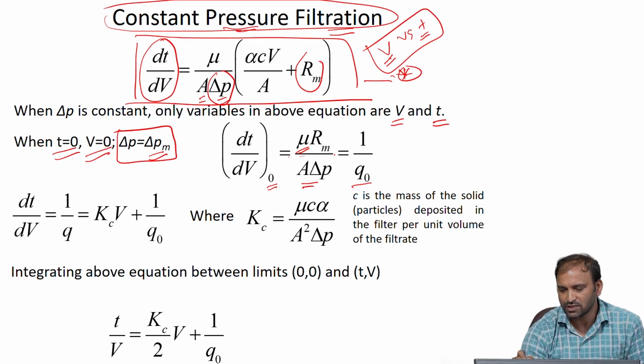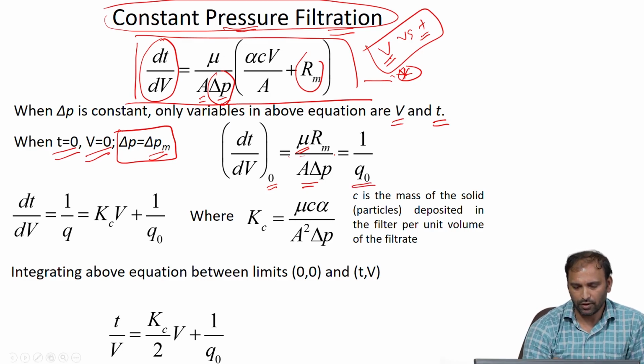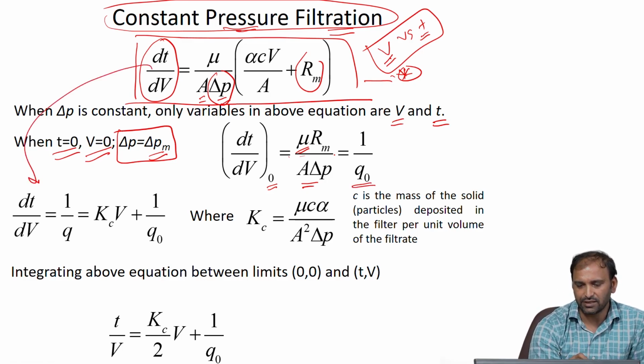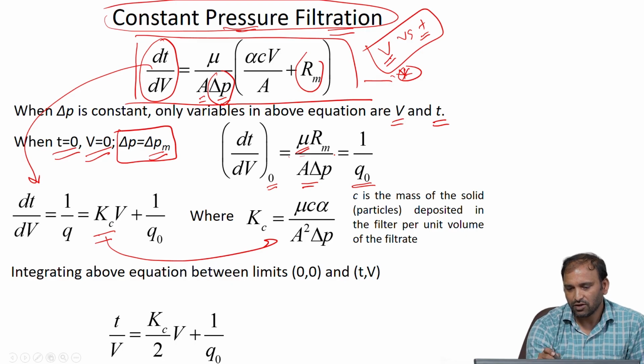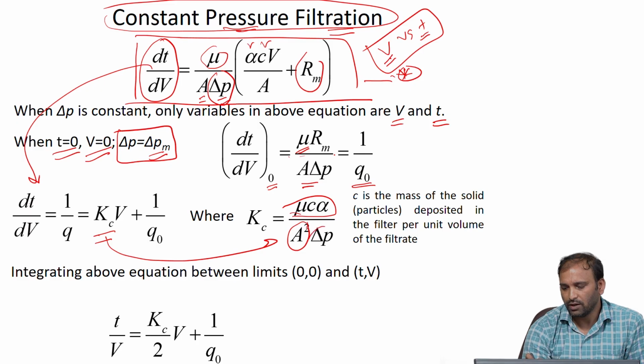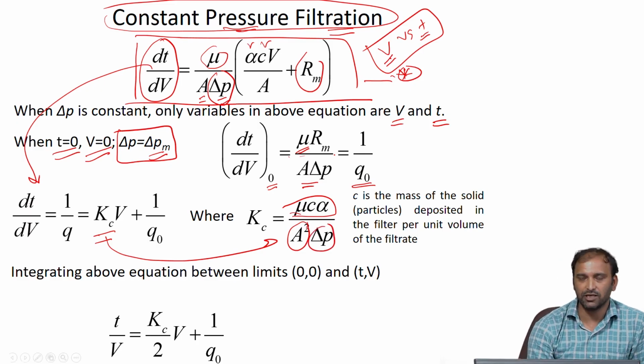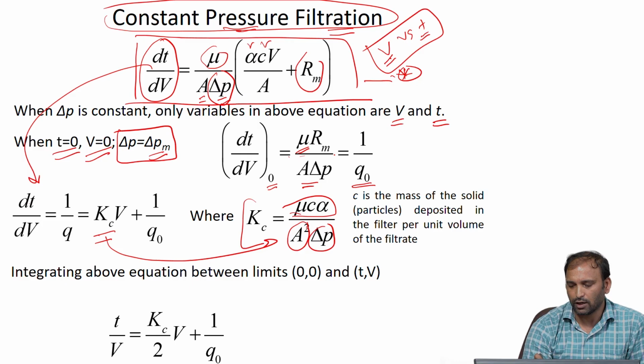I call this 1 over Q naught. So I can recast this equation as dt by dV equals 1 over Q, which is equal to Kc times V. I have defined a constant Kc, which is mu multiplied by C alpha in the numerator, divided by A square into delta P, and because delta P is constant, it is included in this constant Kc.